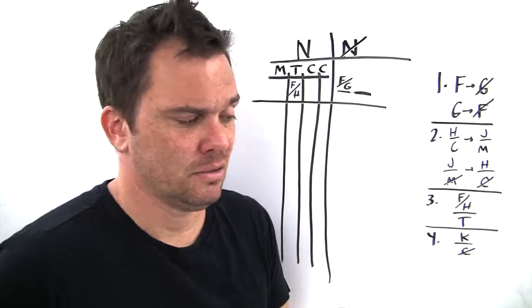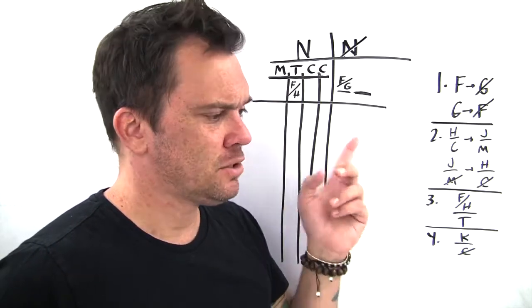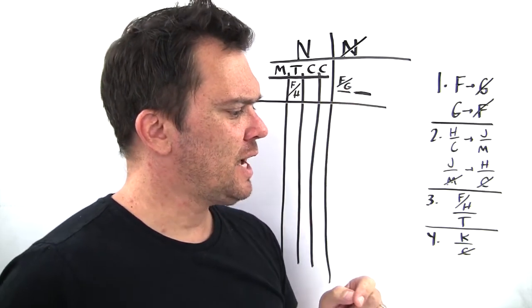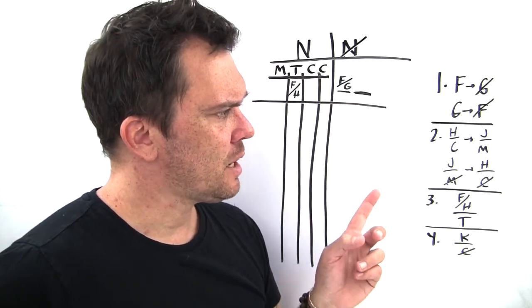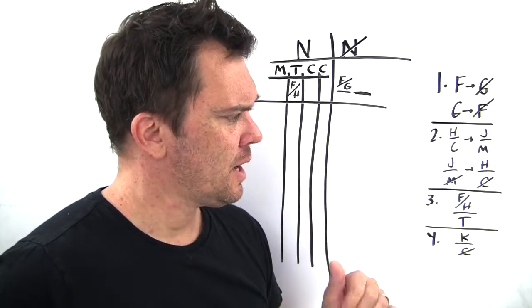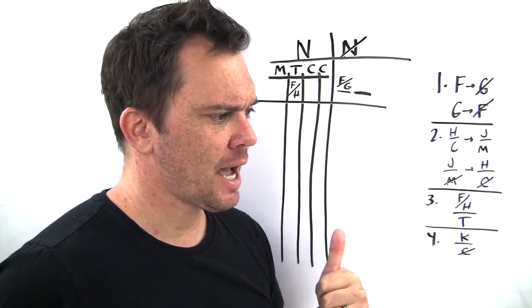Whatever, doesn't matter. F and G cannot both be nominated, so one of them is always not nominated. If H is nominated for council, J is nominated for mayor. So if J is not the mayor, H is not a counselor. Either F or H is the treasurer, and K is never a counselor.